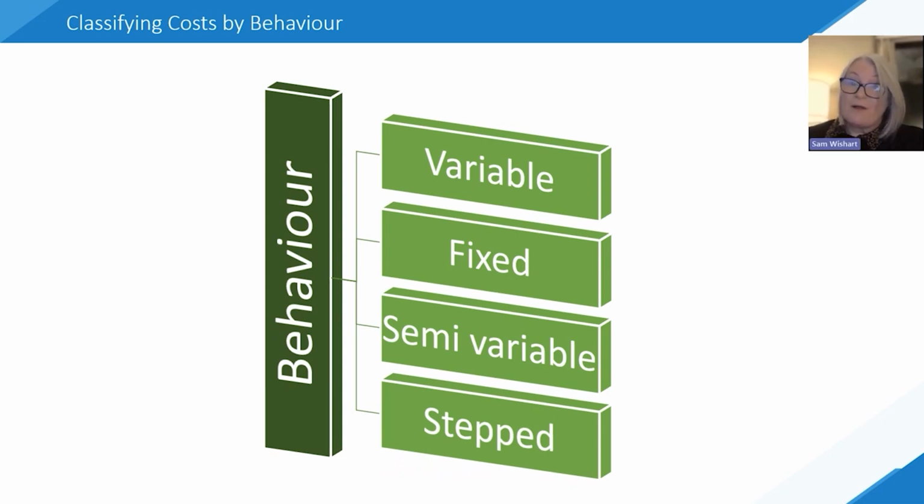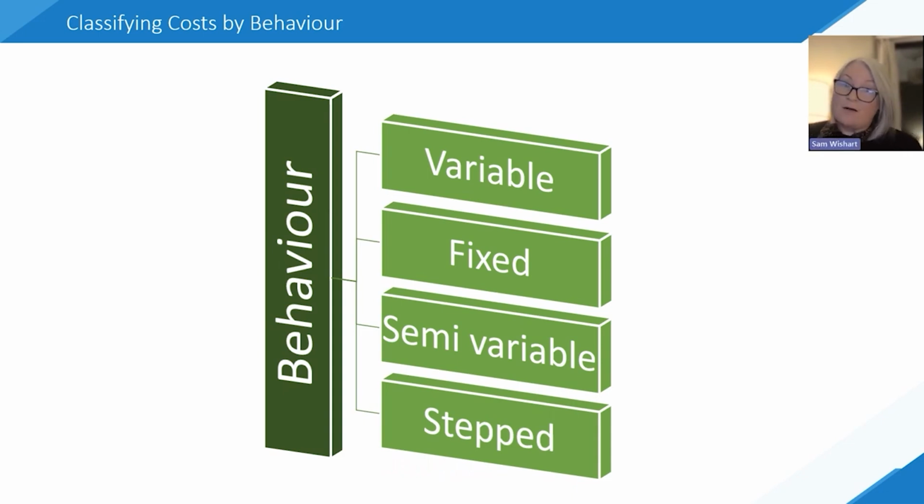Semi-variable costs contain both a fixed and a variable element. So, for example, the cost will include a fixed amount, often based on a time period, and then a variable amount that changes with usage. As activity rises, the semi-variable costs will also rise. However, if we calculate it at a unit level, we'll see that as activity rises, the cost per unit will fall because the fixed element is being shared out between more units.